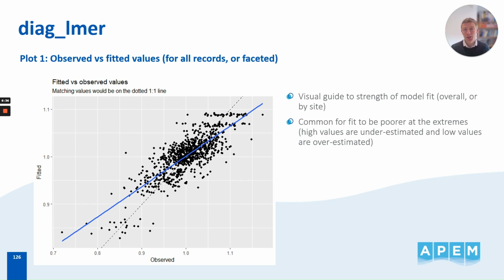This plot shows all of the observations in our data set. However, if we were to facet this by site, then we would get an equivalent plot for each of the individual sampling locations in our data set. And that provides a nice, simple and visual guide to the performance of a model for each individual site, and can help us to identify any sites where the model is performing well or any sites where the model is performing less well, where there's a weaker correspondence between observed and fitted values.